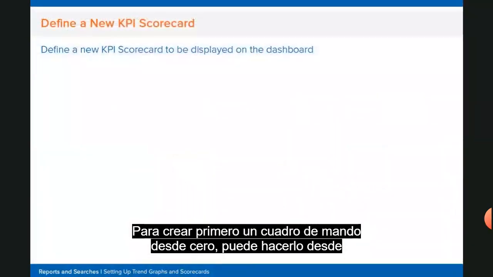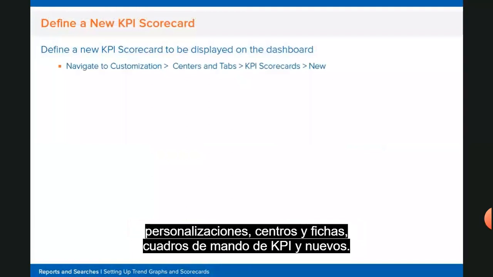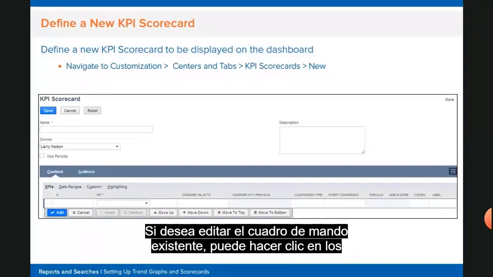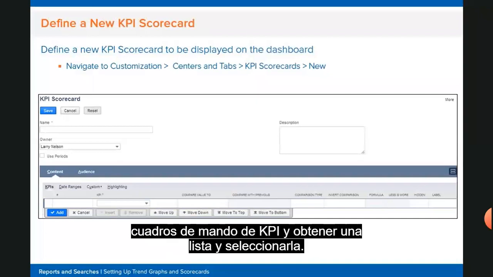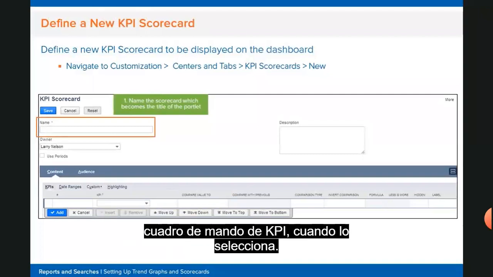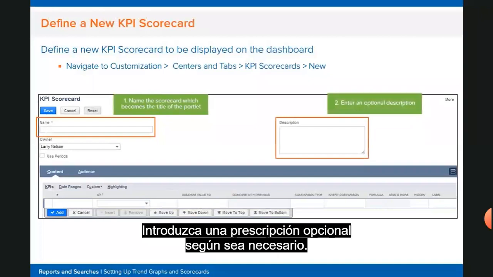To first create a scorecard from scratch, you can do so from Customizations, Centers and Tabs, KPI Scorecards, and New. If you want to edit an existing scorecard, you can click on KPI Scorecards and get a listing and select. Name the scorecard. That becomes the title of the KPI scorecard portlet when you select it, and enter an optional description as needed.